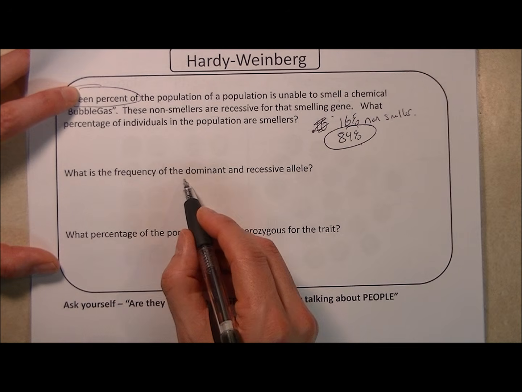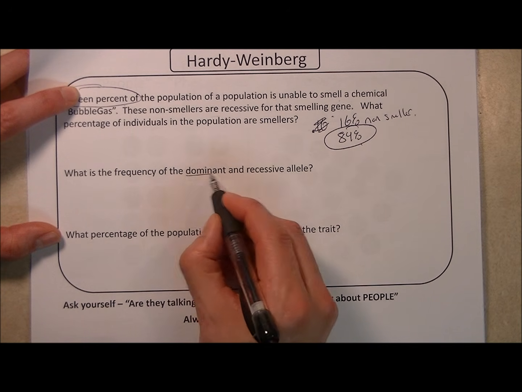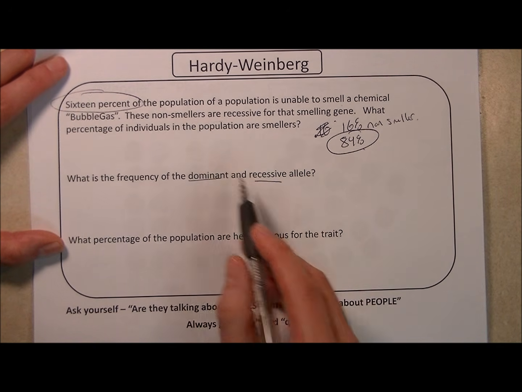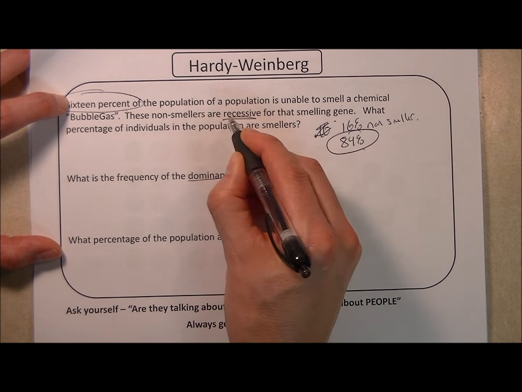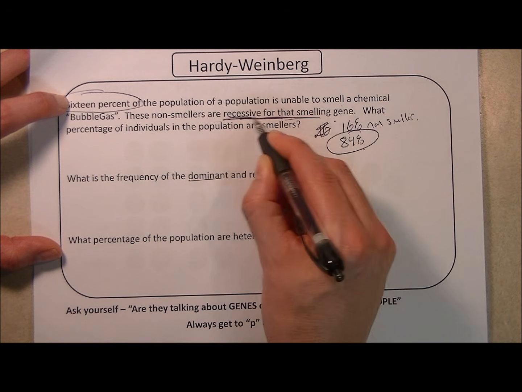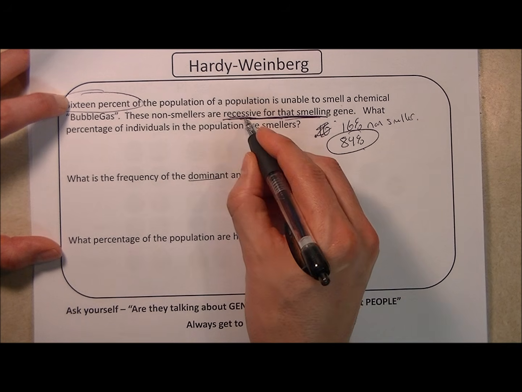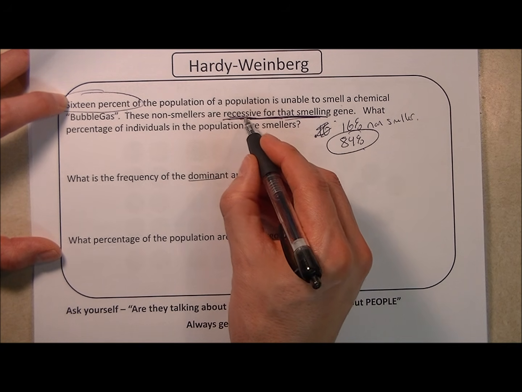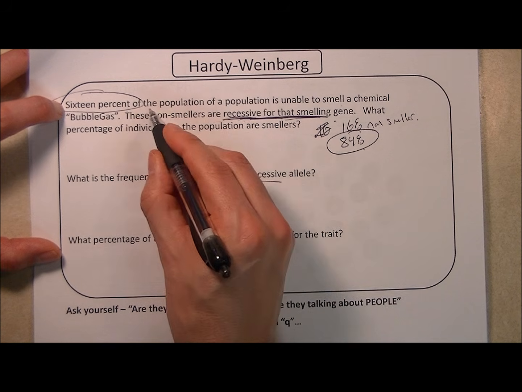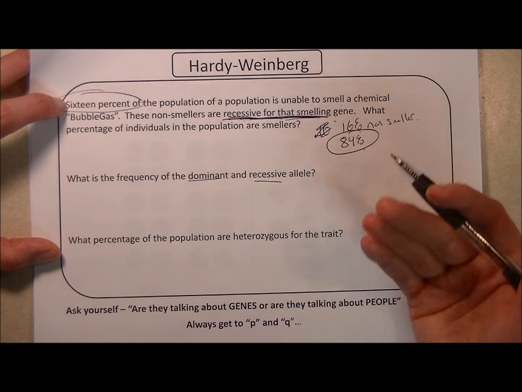Now, it says, what is the frequency of the dominant and recessive allele? Well, what's key is they said that 16% of people are recessive for that smelling gene. They're recessive. So what does that mean? That's recessive expression. It's not a recessive gene. They're saying they can't smell, and smell is some type of expression of that.